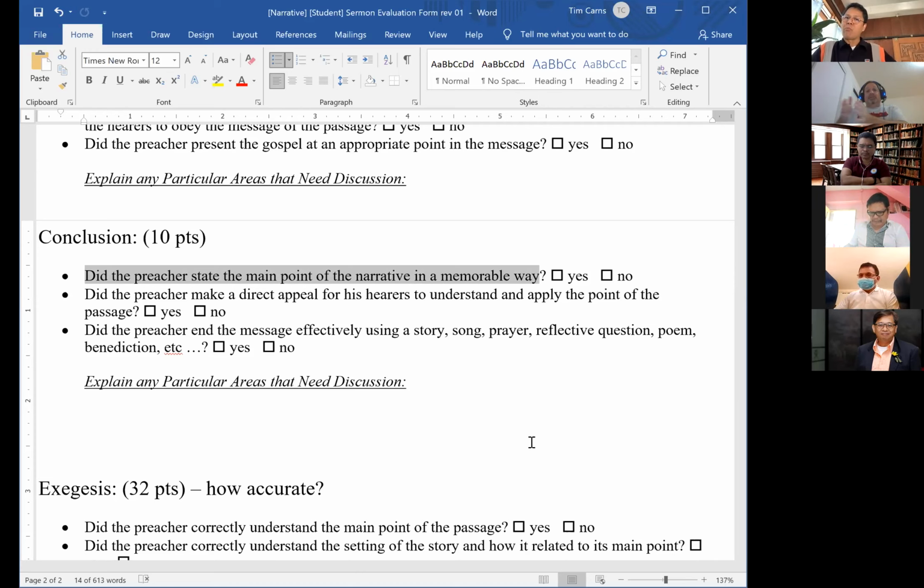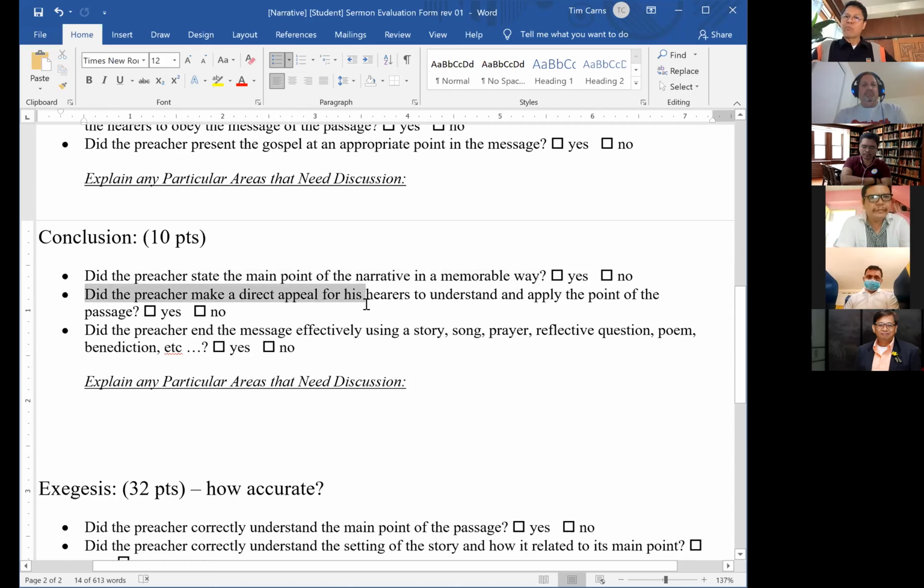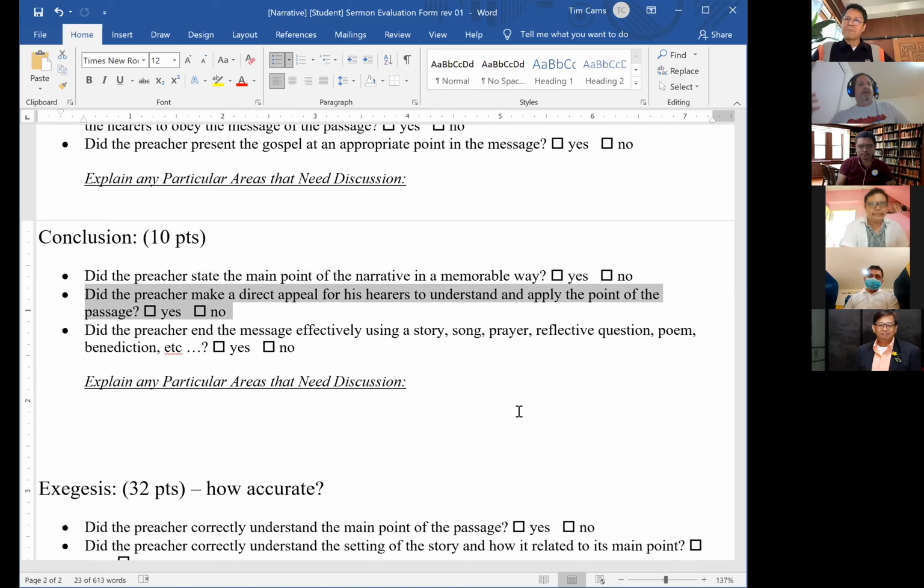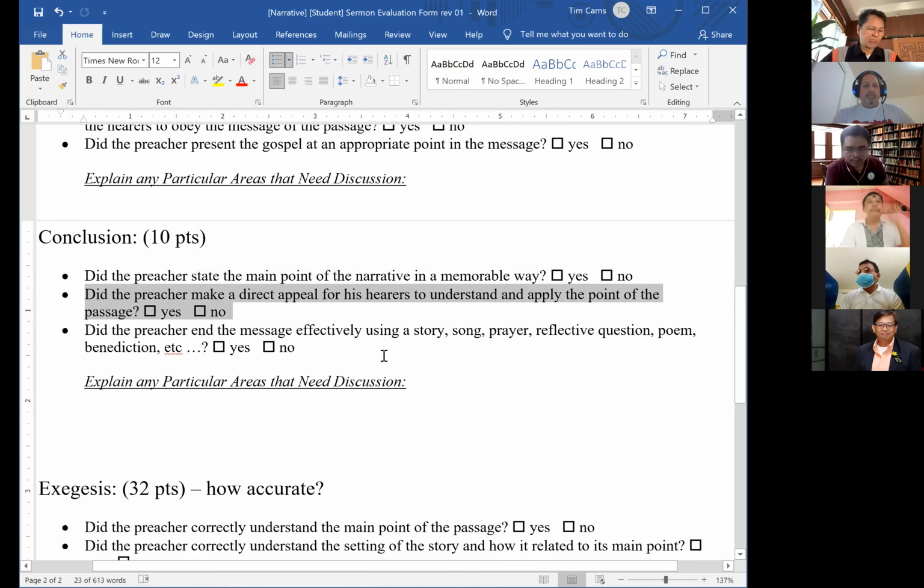But there in the conclusion, you're going to have to also incorporate the application, the theological implications. So it'll be a little longer conclusion, but the main point needs to be clearly stated. Did the preacher make a direct appeal to apply the point of the passage? Again, with a narrative, it's helpful to bring them to that main point. And once you've clarified that main point, then call them to respond and show how they apply that point.